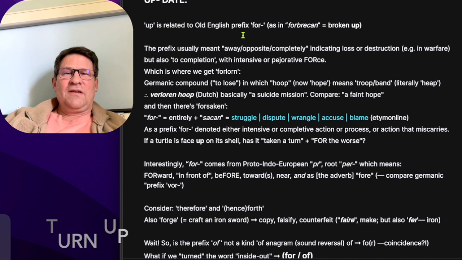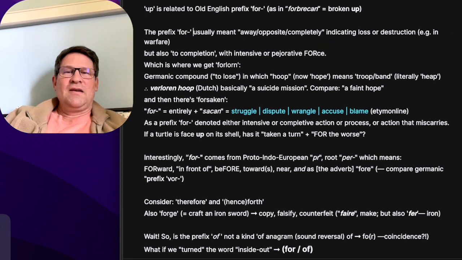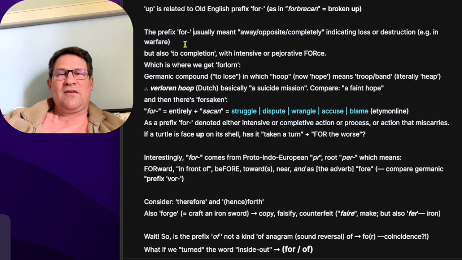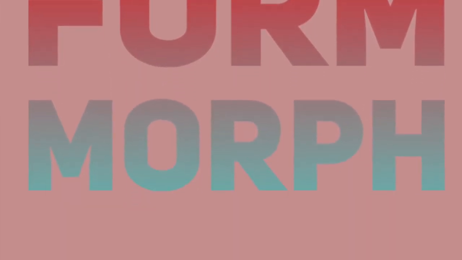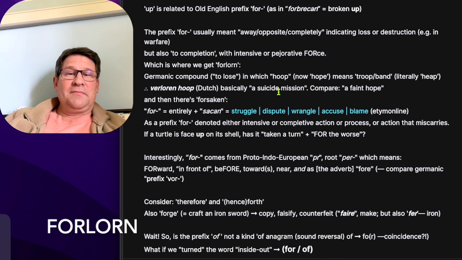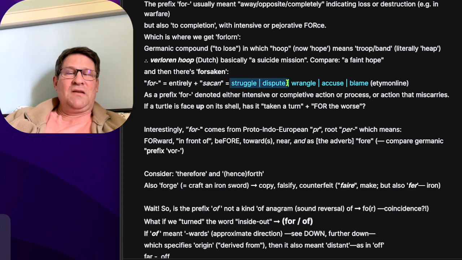Up is related to the Old English prefix for, which, for example, broke up used to be forbrechen. And this prefix for usually meant away, opposite, or completely, like the up, indicating loss in this case, in those times, in the context of warfare or a battle, but also completion, to completion, with intensive or pejorative force. So now we can start to see the morphological aspects of the for in words we still find in forlorn, a suicide mission in Dutch, or forsaken, which used to mean struggle, dispute, and so on.